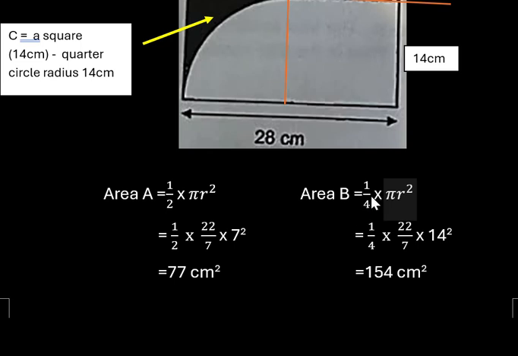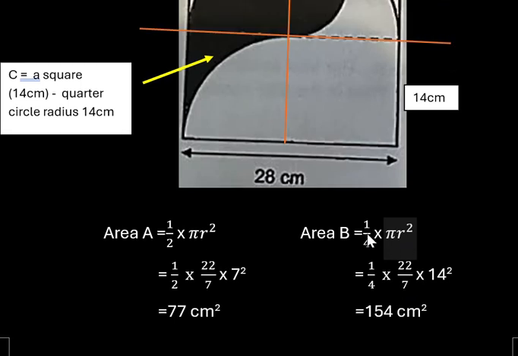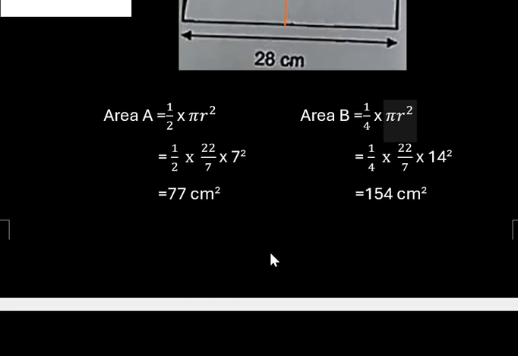Area B is actually quarter times pi r square. In this case, since this is a quarter circle, you multiply by 1/4 and you substitute in, remember now the radius is 14. Okay, and you work it out, it is 154 centimeters square.